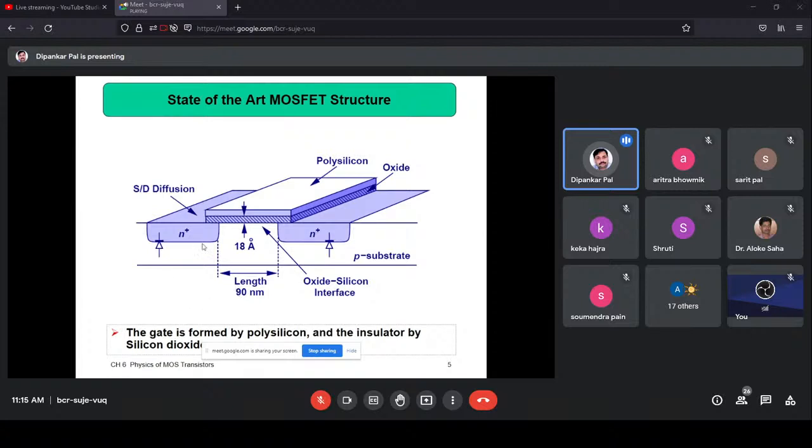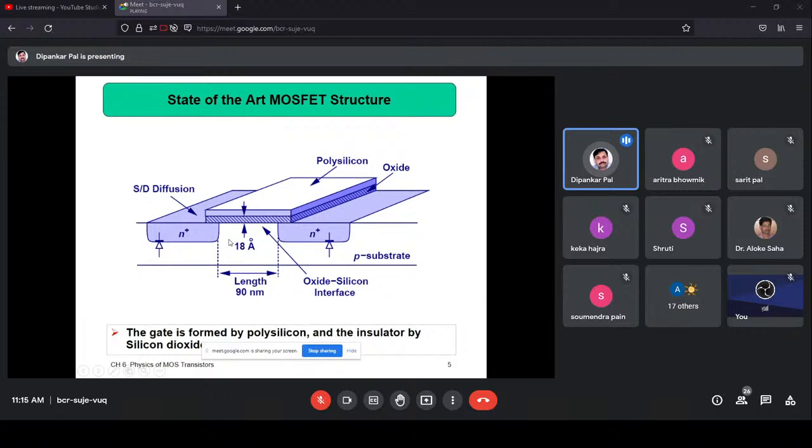Now, the state-of-the-art MOSFET structure is typically given here. 18 angstrom is the thickness of the oxide, and you have N plus here and N plus here, and the source and drain diffusions are created by this. But how is it that the channel conducts? Because normally I have a P minus substrate here, and this whole thing is P minus. So N plus and P minus will constitute a diode.